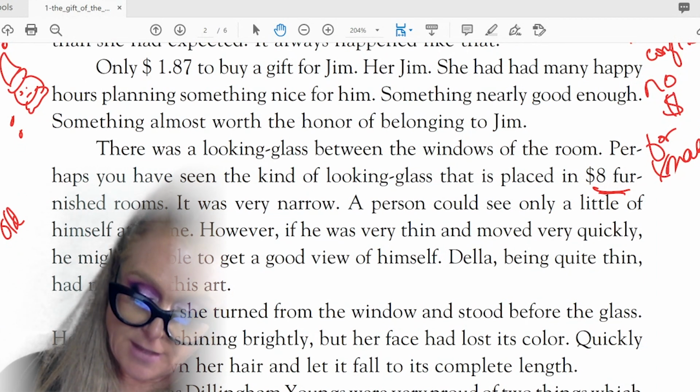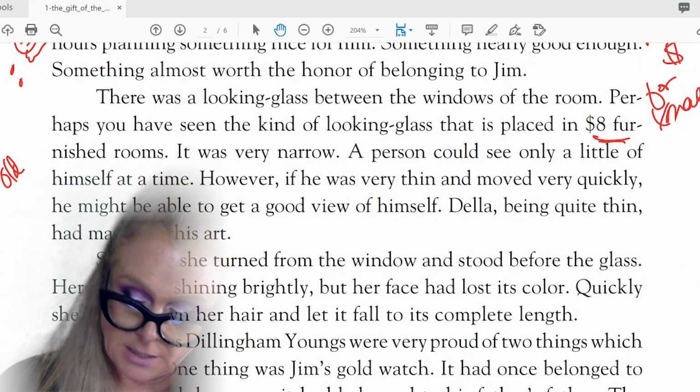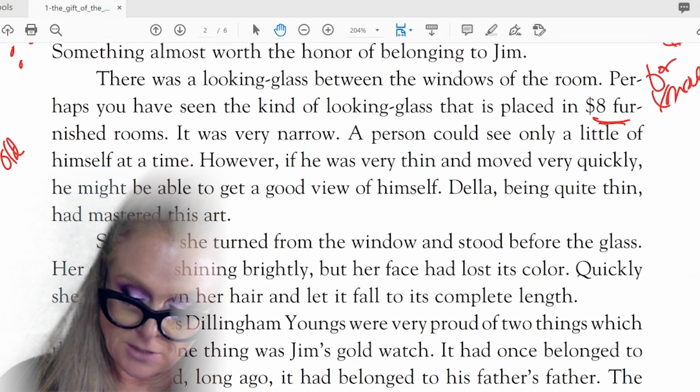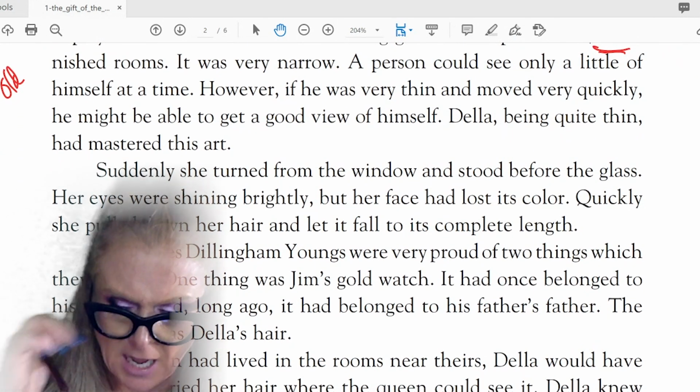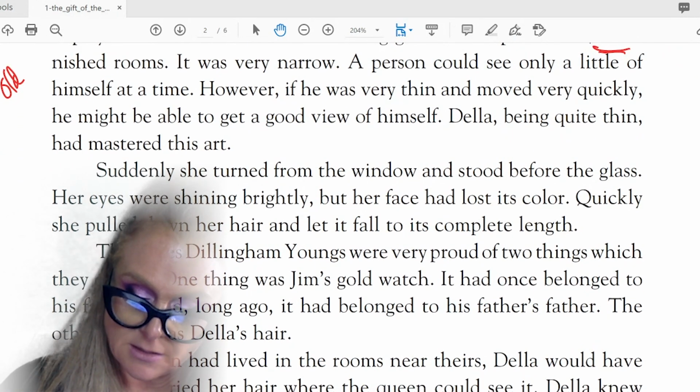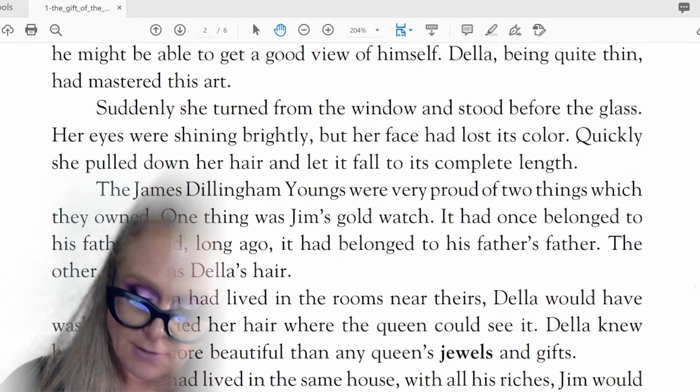However, if he was very thin and moved quickly, he might be able to get a good view of himself. Della, being quite thin, had mastered this art. Suddenly, she turned from the window and stood before the glass. Her eyes were shining brightly, but her face had lost its color. Quickly, she pulled down her hair and let it fall to its complete length.